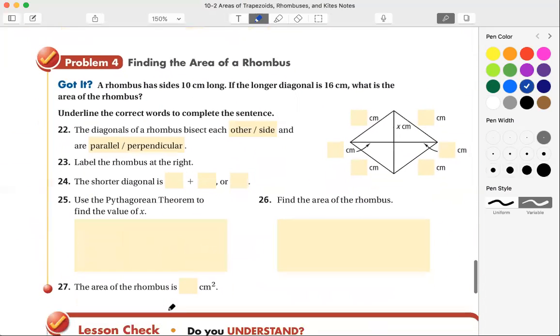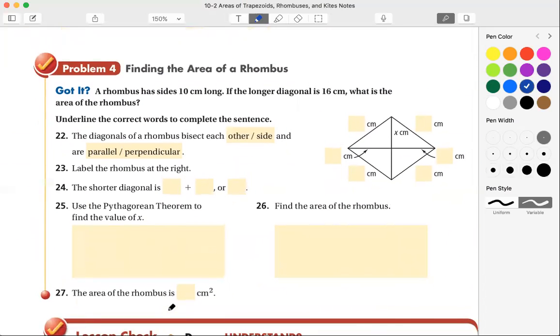All right, so a rhombus has side lengths 10 centimeters long. If the longer diagonal is 16, what is the area of the rhombus? The diagonals of the rhombus bisect each other and are perpendicular. So label this at the right. We know that the sides of the rhombus are 10, so we can fill in all of these blanks. And if the entire length of the longer diagonal is 16, each of these halves has to be 8.